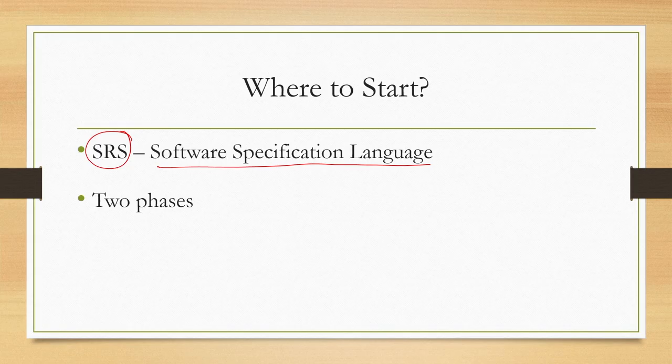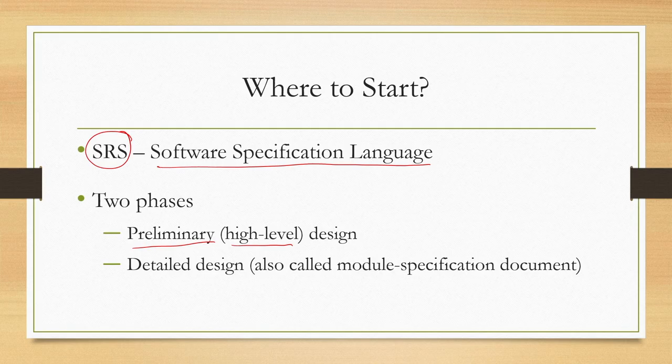However, there are two phases in the system design process. First, we go for preliminary or high level design. In high level design, our primary concerns are design of modules and submodules and how they interact with each other. Then in the second phase, we go for detailed design of individual modules and their components. And this detailed design document, which we get after this process is over, is also called module specification document. So, there are two phases: high level design and detailed design.